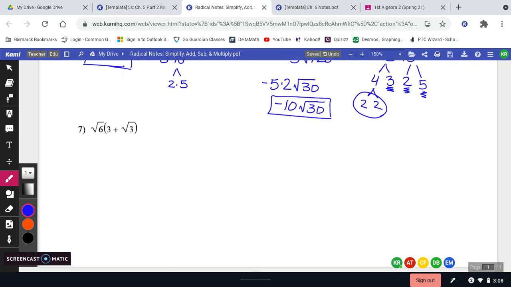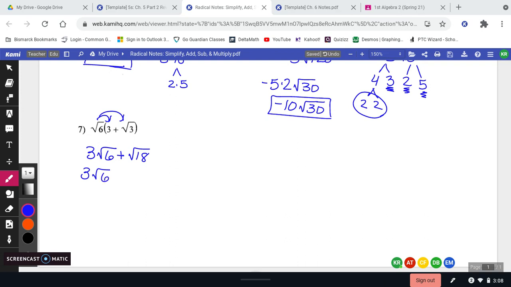Okay. Number 7. This one we're going to distribute. So I can have 3 square root of 6. Okay, now that 3 is not in a radical, so that's not going to go underneath with the 6. It's going to be out front. And now root 6 times root 3 is square root of 18.